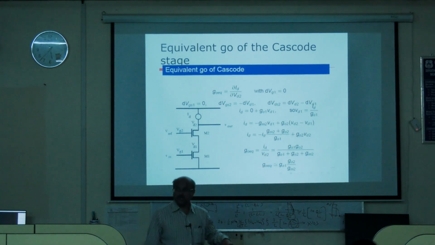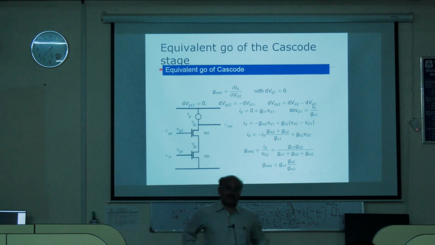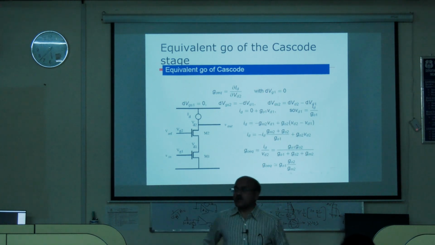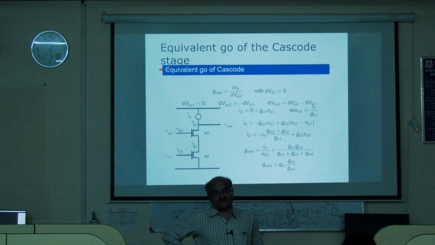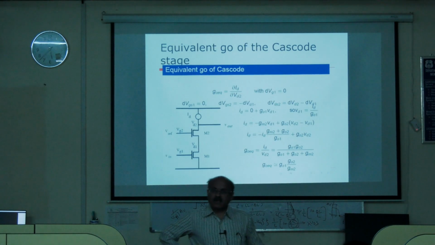We should not get confused. Earlier we made dVd2 equal to 0, for the calculation of Gm effective. Here what is it that you are assuming? dVg1 is 0, right?